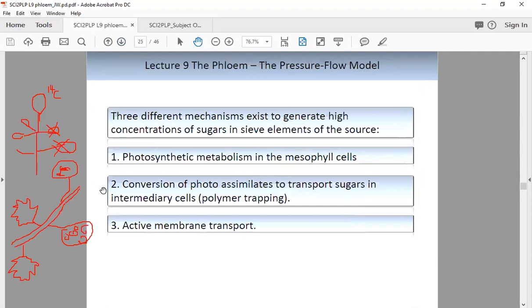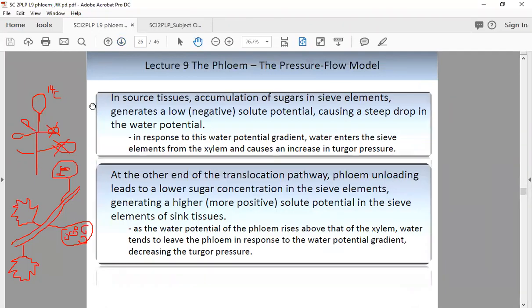Then conversion of the photosynthates to transport sugars in one type of companion cell called the intermediary cells. I refer to this as polymer trapping. Don't worry about that too much. And the third mechanism is active membrane transport. We'll come back to these mechanisms in just a little bit. But first, let's look at how the pressure flow model is thought to work. So we'll just go through this explanation and then we'll look at this on the next slide.